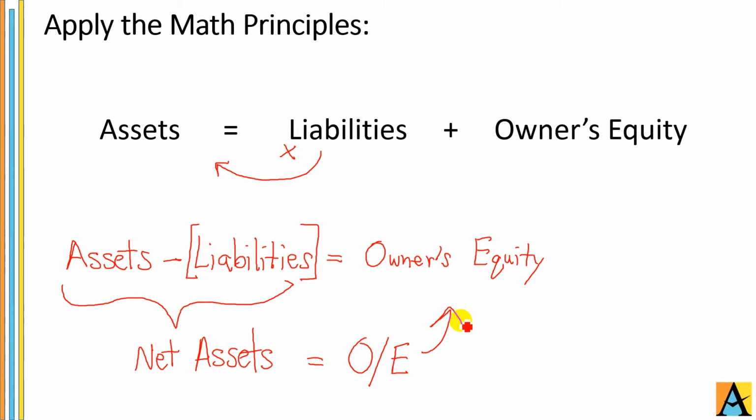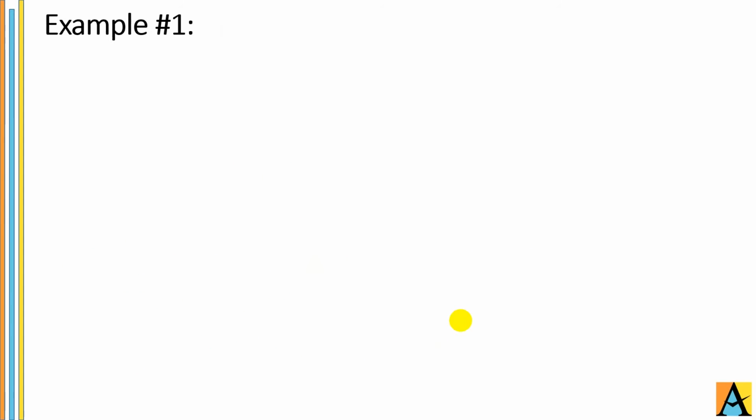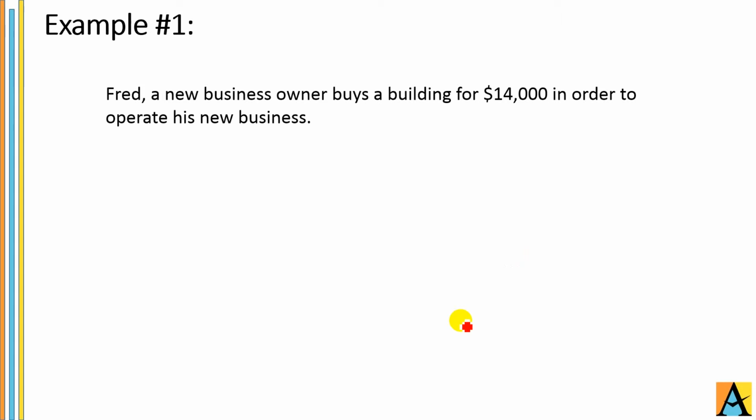Alright, so now let's get into some examples. A lot of accounting is word problems that you need to look at, pick apart, and decipher the important information that you can use for accounting and to record what's actually happened. So we've got Fred, a new business owner, buys a building for $14,000 in order to operate his new business. Let's set it up by putting the accounting equation, and then we can just show what's happened.